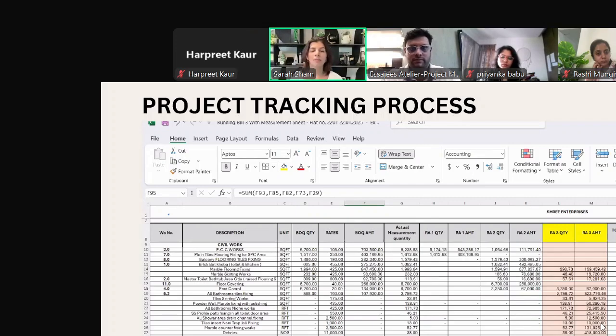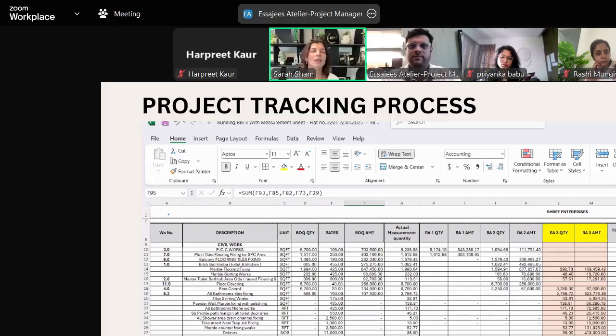One is mid project, but the most important running bill is the pre-final running bill.